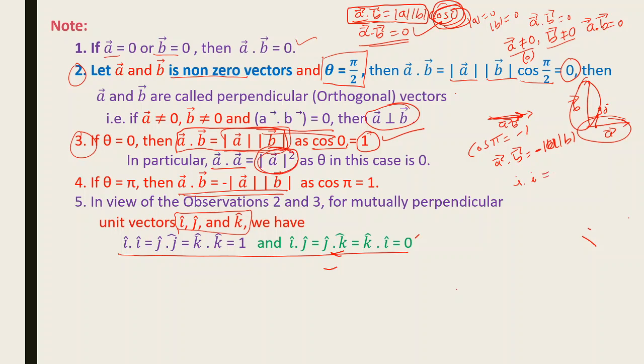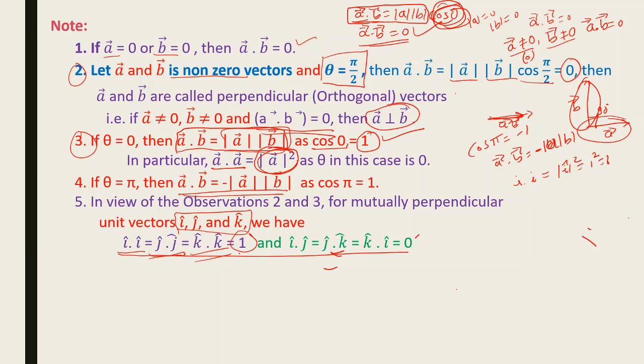So a dot a is equal to the magnitude of a squared, the third point we have discussed, correct? Then i dot i is equal to the magnitude of i squared. We know the magnitude of i is 1, so 1 squared is nothing but 1. That means i dot i is equal to 1. Similarly, j dot j is equal to 1, and k dot k will also be equal to 1.